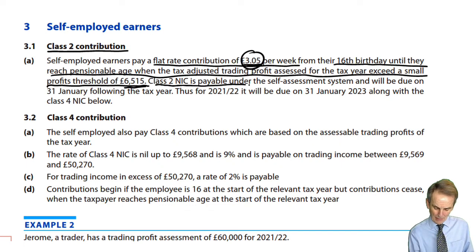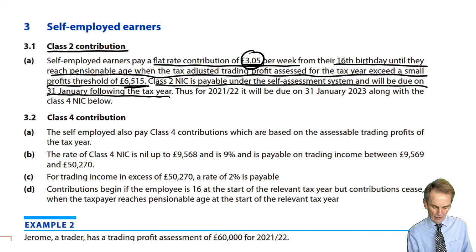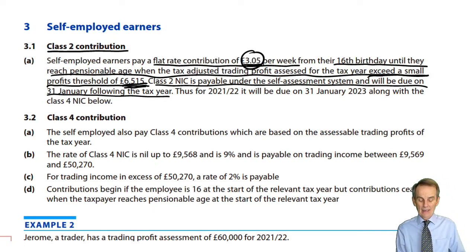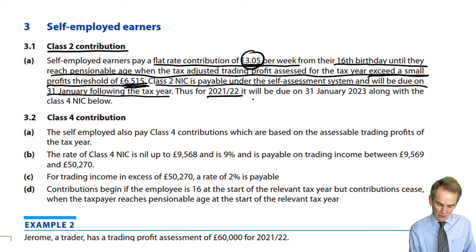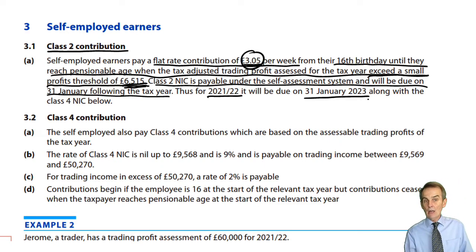Class 2 NICs are payable under the self-assessment system and will be due on the 31st of January following the tax year, by which date you would, of course, have submitted your income tax computation and you'd know what level of trading income there was and whether or not we had a tax-adjusted trading profit that did or did not exceed that small profits threshold of £6,515. For 21-22, therefore, it will be due on the 31st of January 2023, the 31st of January following the end of the tax year of assessment.